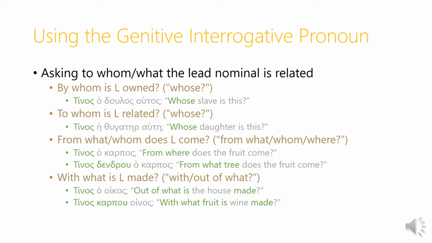So what we have to do is recognize, all right, this is a question. It's a question about the lead nominal, and it's about the relationship between something else and the lead nominal. We're asking, what else is it that stands in this relationship with the lead nominal? But we have to decide from context, again, what kind of relationship we're asking about. Are we asking who owns something? Are we asking who's related to something? Are we asking where something comes from? Are we asking what something's made of, etc.?